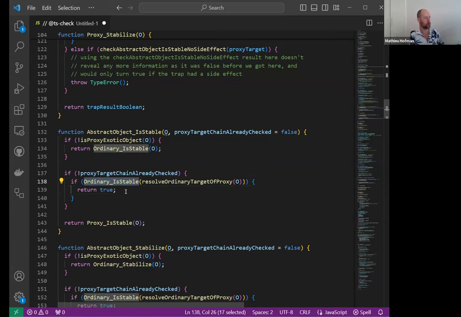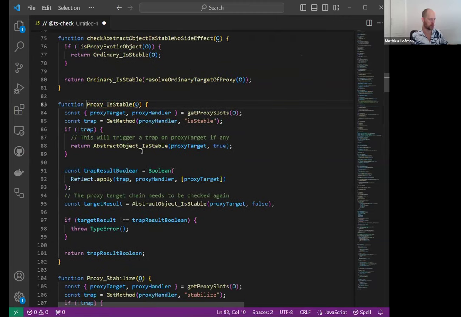If it is, we bypass proxy traps. This is a difference from the current implementation of is extensible. Is extensible always triggers proxy traps, even if the target is already shown as non-extensible. We wanted to avoid unnecessarily triggering proxy traps for this. And so we really only trigger the proxy trap if the target is not already stable. That is a chance for membranes to transparently update the states of the proxy targets and maintain membrane transparency.